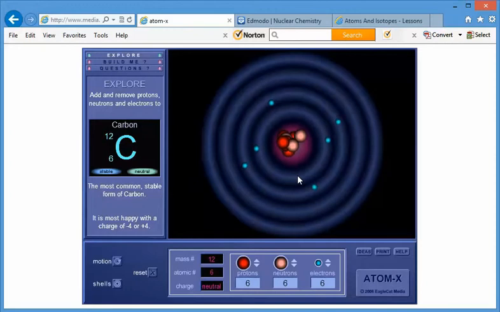Okay, so we've got 2 more isotopes to build. So before you build the next one, you need to take a screenshot of your model and then paste it into a Word document.